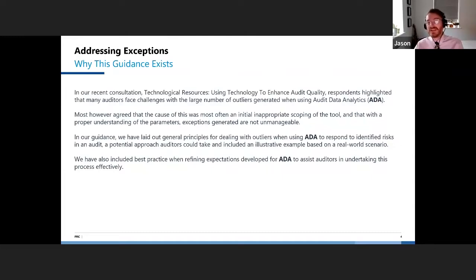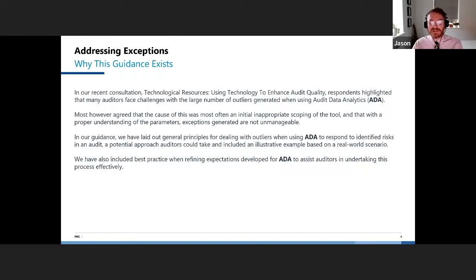And a lot of auditors were equally uncomfortable in some instances at going back and saying, well, actually, we've generated all these exceptions because we haven't thought about this parameter, or we set this one too broadly. So auditors are very uncomfortable with going back and really saying, well, we've learned from that initial run of the tool, let's run it again now with some of the parameters adjusted.